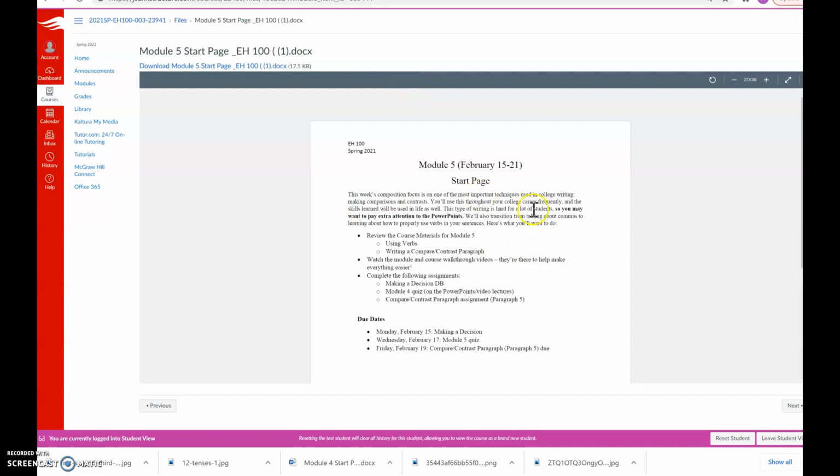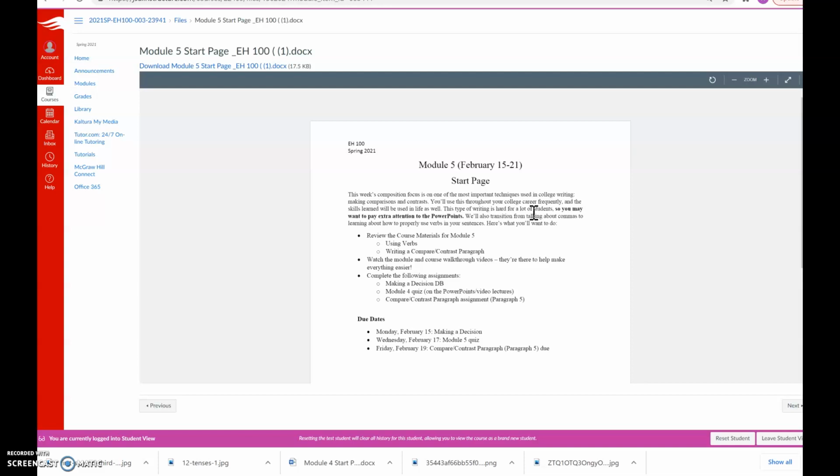Okay, so our focus this week for composition is going to be on one of the most important techniques used in college writing, making comparisons and contrasts, a process which is called compare-contrast. You're going to use it pretty much every class from here on out. You also will use this in decision making, like if you're making a choice between two things, and you've probably already had to make a lot of decisions in your life, so you've probably already had to make comparisons and contrasts, but it's always better to learn how to be better at it so that you can hopefully make better decisions, more informed decisions by making better comparisons.